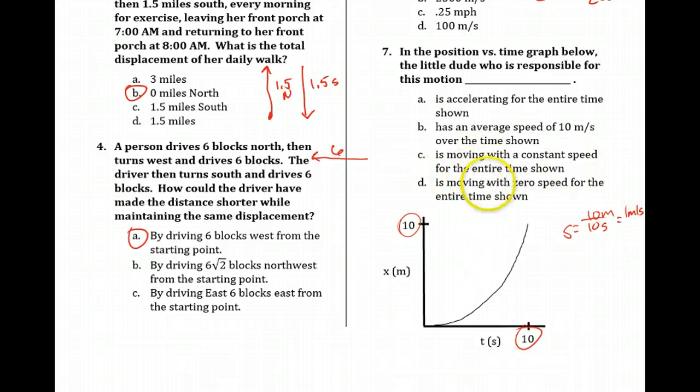Is moving at a constant speed for the entire time shown? Well, if they were moving at a constant speed, this slope would be a constant slope, a straight line. Is moving with 0 speed for the entire time? Well, if they're moving with 0 speed, they would stay in the same position. So we know that's not correct. Is accelerating the whole time? The curved line indicates acceleration.